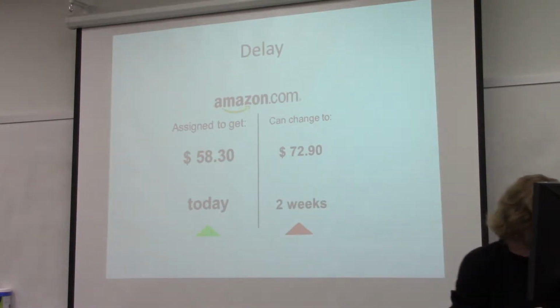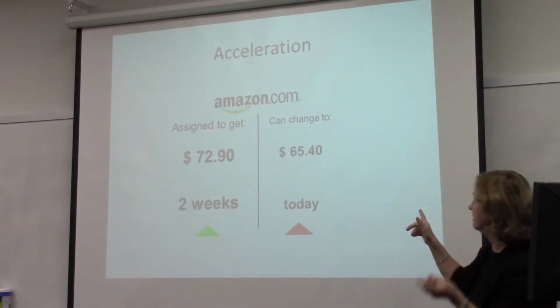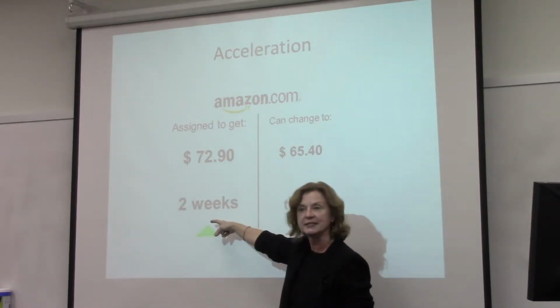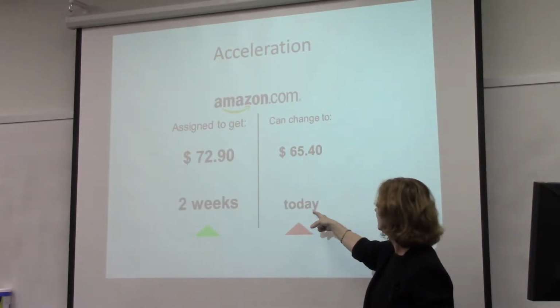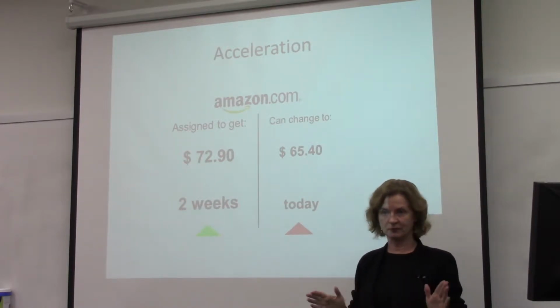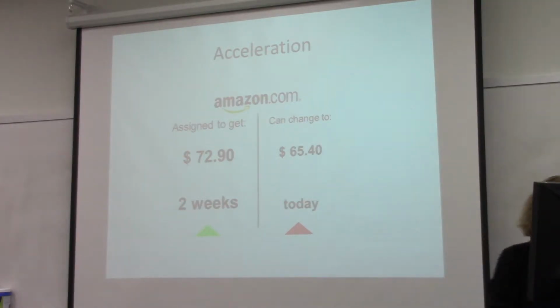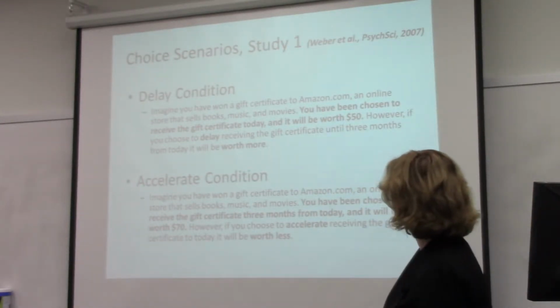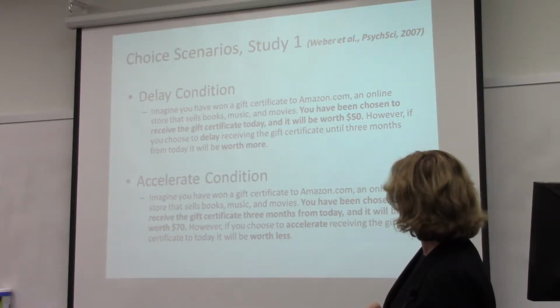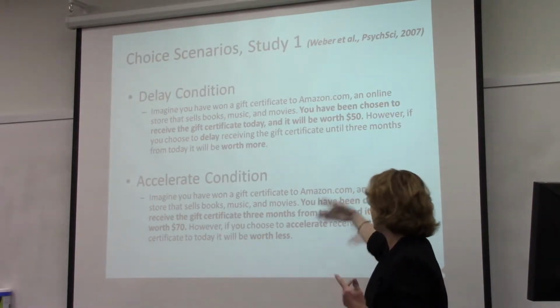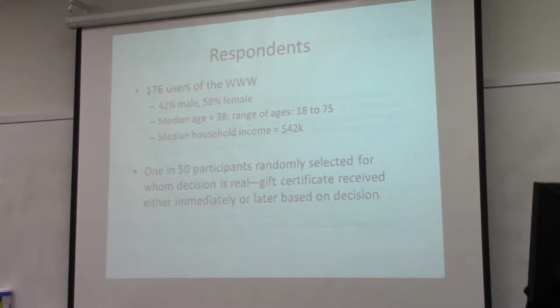You can switch to the larger, later option, or in the acceleration condition, you're assigned to get this large amount of money in 2 weeks' time. But if you want to get it right away today, you can choose this one, which is less. And again, which one do you prefer? Just verbally, we already said this, basically telling them $50 or get more, or $70 in 3 months' time, or get less today. So basically just reformulating this.